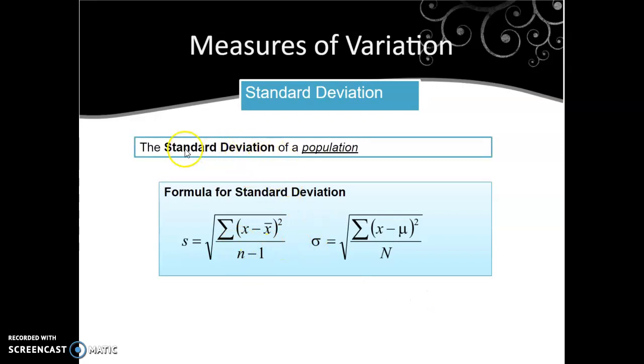Okay, if you have the standard deviation of an entire population, then we use a slightly different notation. We use this little Greek letter for S, a little lowercase sigma. Mu is the mean for the population. So mu is akin to x bar here. And the big difference is we're going to divide by the total number of data points in the population, not the sample size minus 1. That's the big difference for a population.